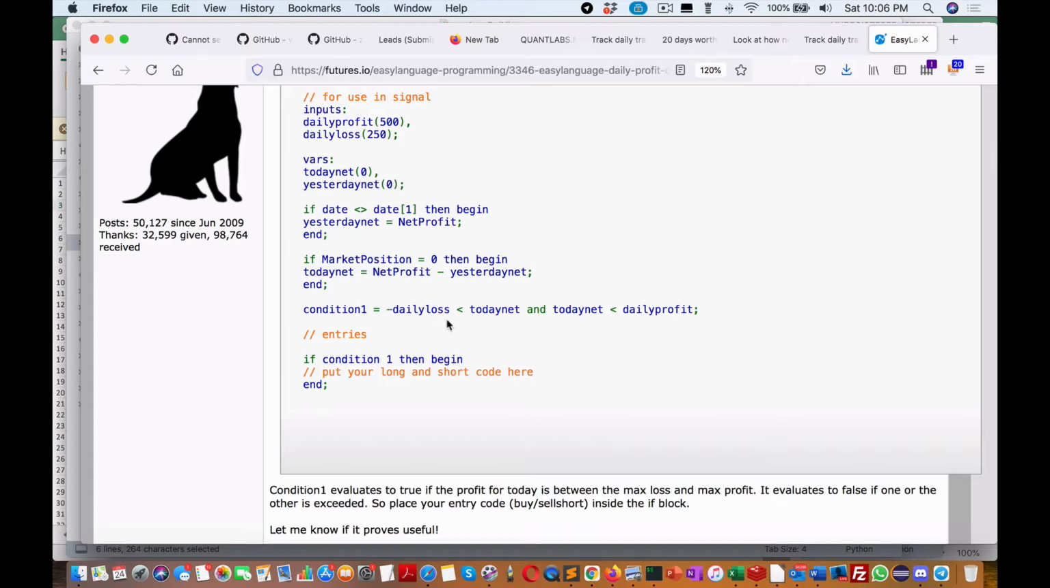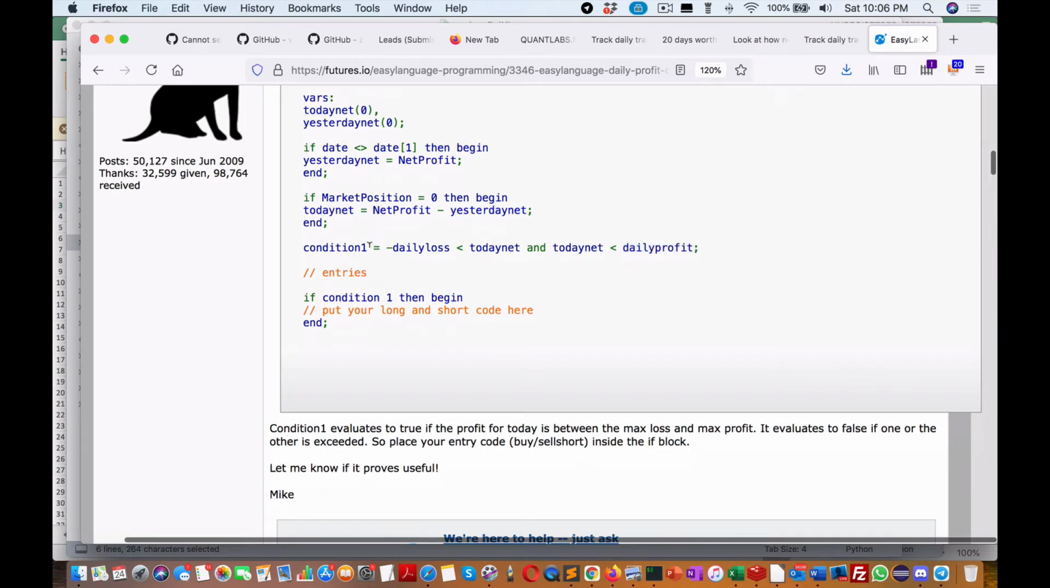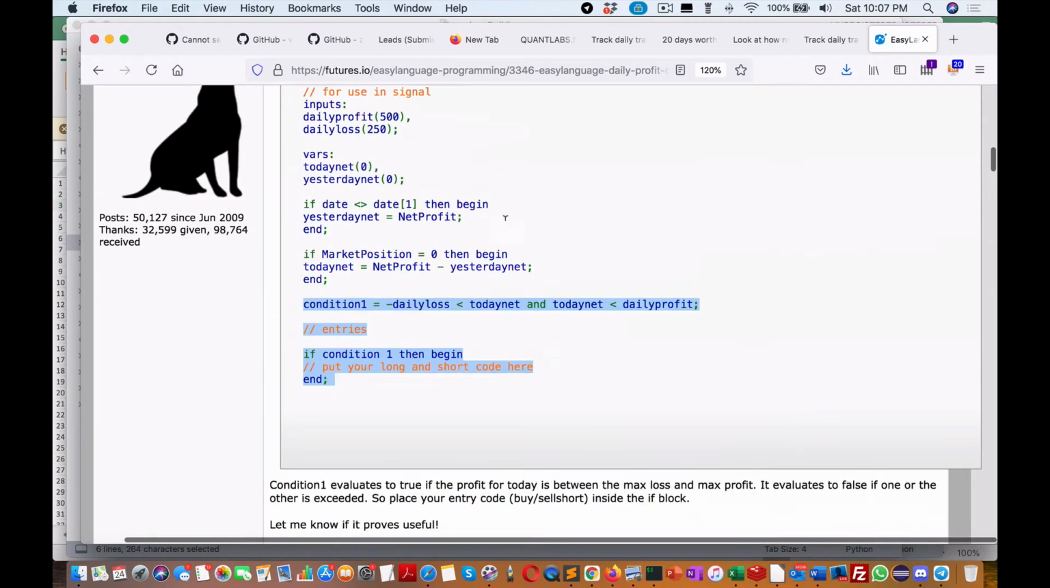So you have set your daily loss limit and your upper daily profit. If you run this, you set a condition flag. So if today's net profit is in losses greater than your daily loss, or today's net profit is less than the daily profit, trade. Okay, so that's basically how it works. So hopefully you can make sense of that.